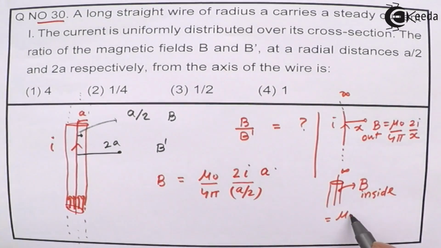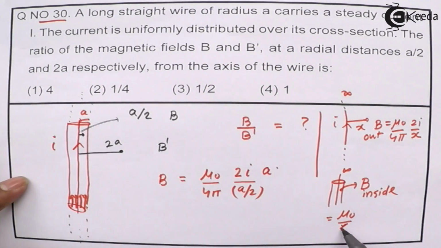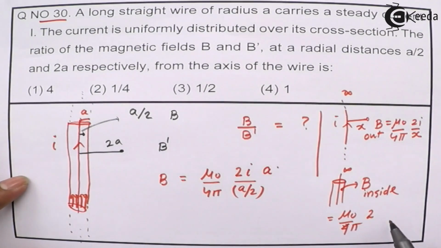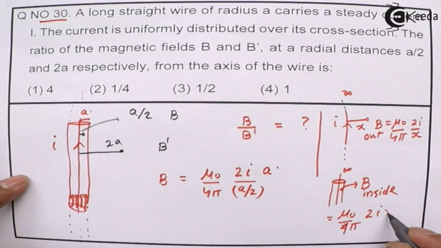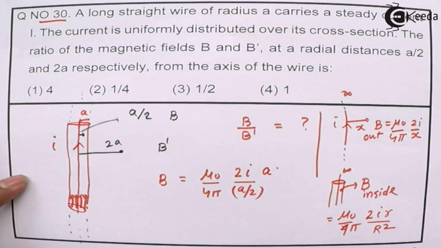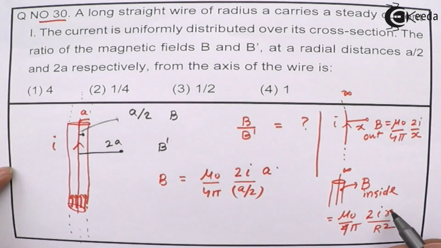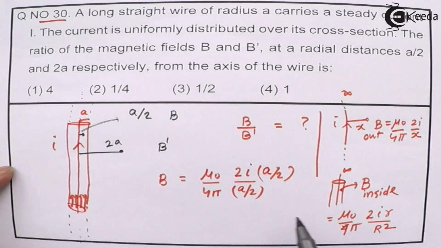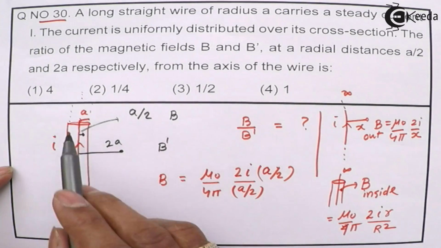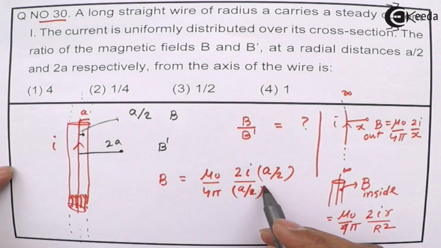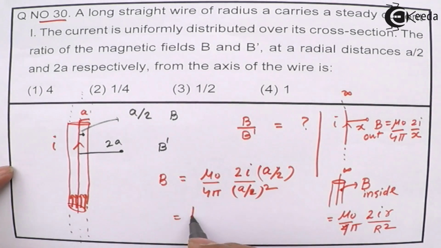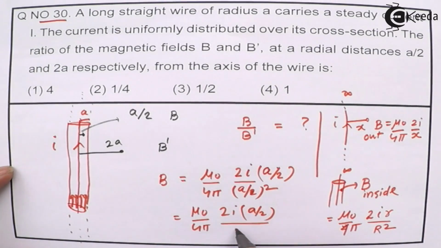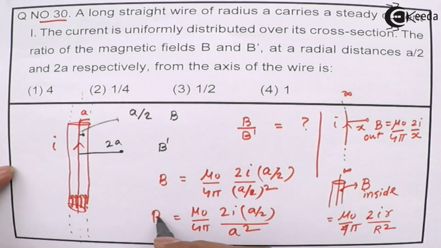Inside point: mu naught upon 4 pi, 2I small r over R square, where small r is the distance of the point where you have to find the value. Here small r is A by 2, and R is the radius of the conductor, so R square is A square. So B equals mu naught upon 4 pi, 2I times A by 2 divided by A square. This is equation 1.